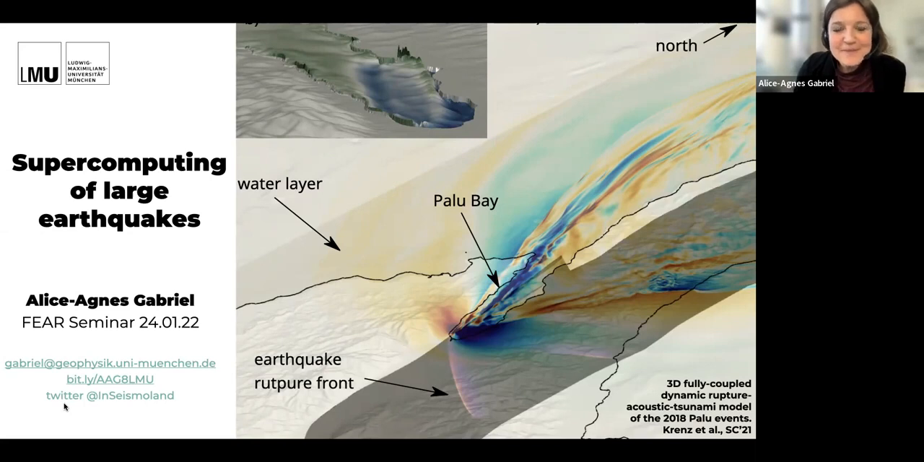So the talk today is entitled Supercomputing of Large Earthquakes. And as you will see, I will also talk about some moderate sized earthquakes. I thank Chris and Elisa for inviting me.